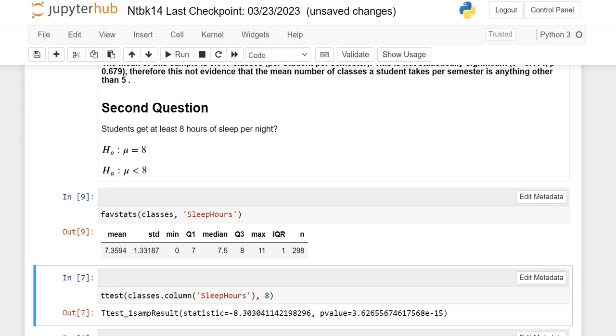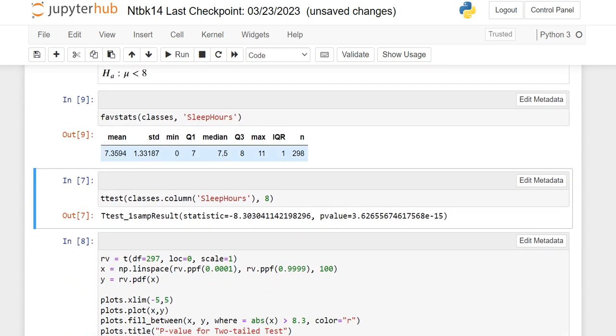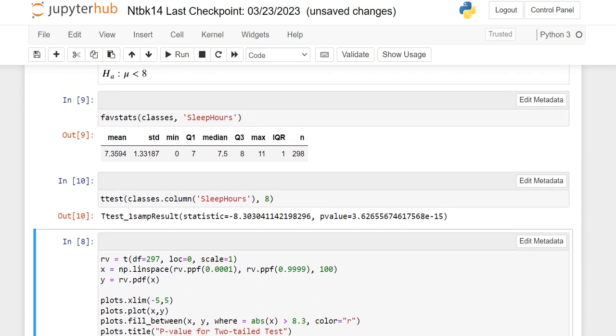Okay, and so here's the fave stats for the sleep hours, and notice that the average number of hours is a little less than 8, right? So 7.3, 7.4 hours. Okay, and then here is the code, right? T-test, we're doing the same thing where it's the classes table, and we use dot column because we need array data to go inside the t-test. And we're telling it, hey, the mu sub 0 from the null hypothesis, that number we need, mu sub 0, is 8, right?